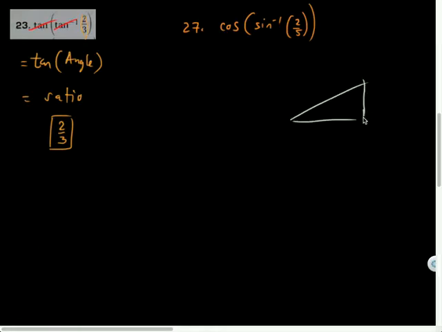Just trying to make as many different connections as possible is probably a good thing. So I have some angle theta, and I know that the opposite is 2 and the hypotenuse is 5, or at least their ratio is reduced to a 2/5 ratio. So if I want to figure out the cosine of this same angle, I'm going to have to figure out what the adjacent is. How could I find the adjacent?